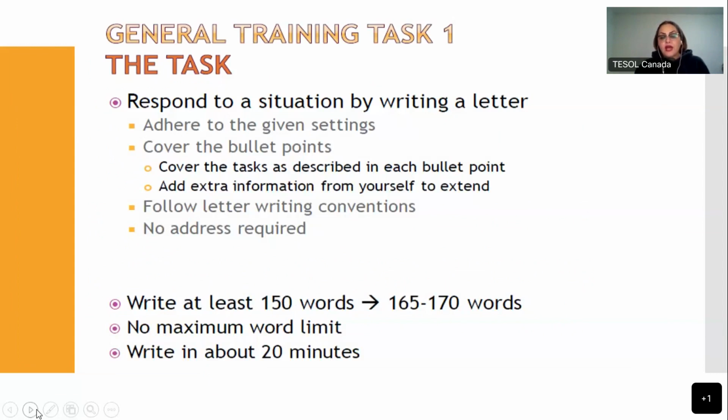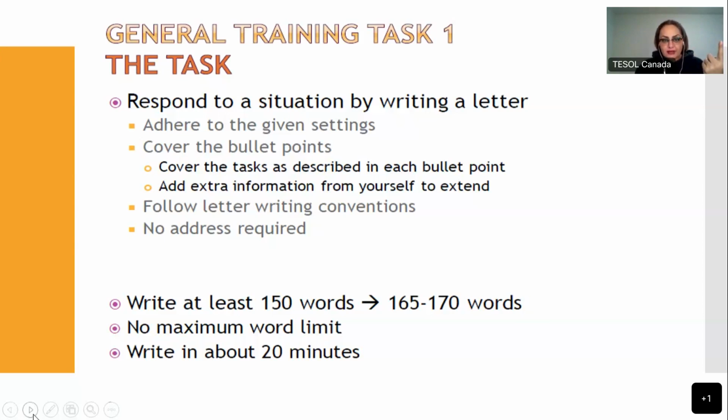In General IELTS, task 1 is writing a letter. Task 2 is the same. In task 1, they're different. For task 1, writing a letter, you have to write at least 150 words. It could be more, but you have only 20 minutes. So I usually recommend no more than 170 because it takes lots of time. But it's at least 150, and you have only 20 minutes.